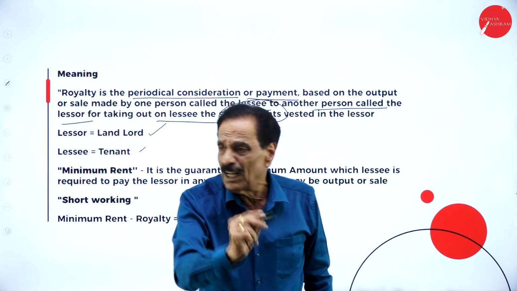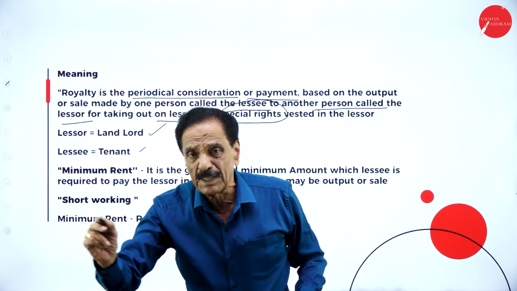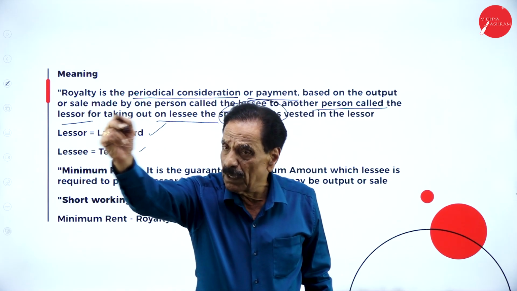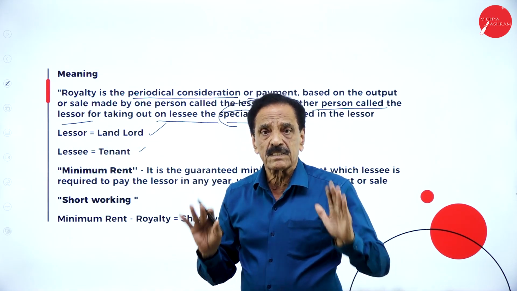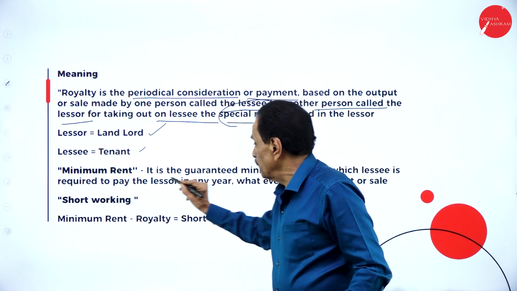Either the royalty or the minimum rent, whichever is more. If the minimum rent is more, pay the minimum rent. If the royalty is more, pay the royalty, whichever is more, to the lessor. So the lessor is always safe. Who is the lessor? The lessor is the landlord. So minimum rent is the amount.